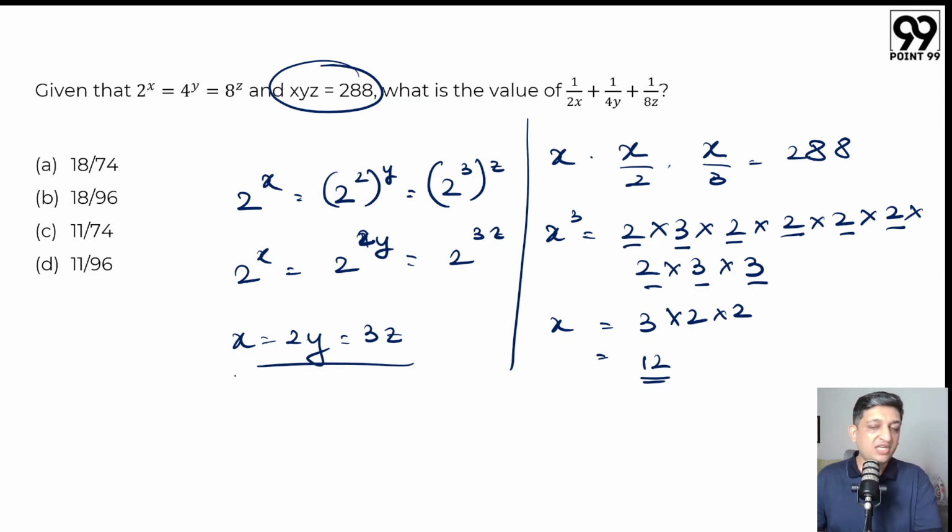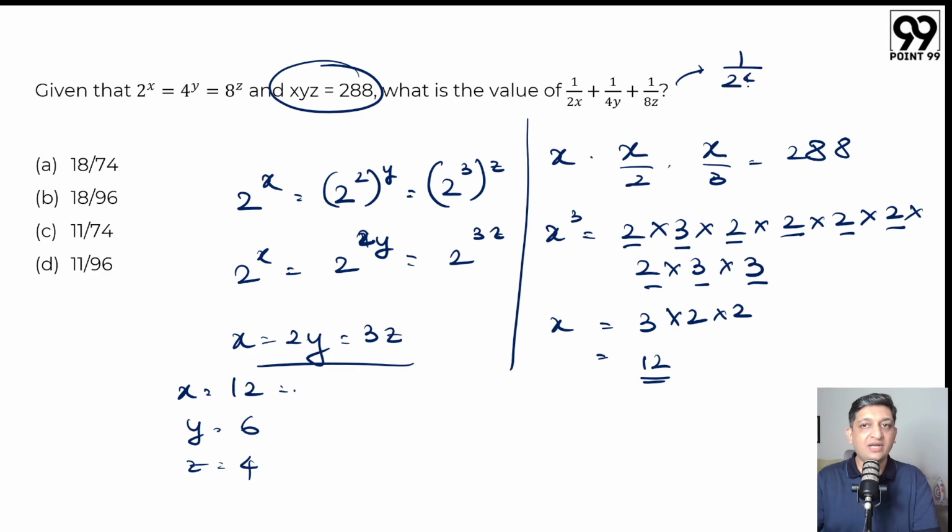And because I know that x is equal to 12, I will know that 2y will be equal to 12. Therefore, y will be equal to 6 and 3z equals 12, so z will be equal to 4. Now we can just plug in the values and figure it out.